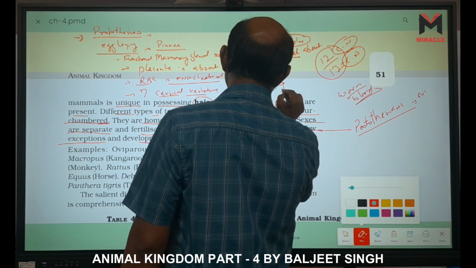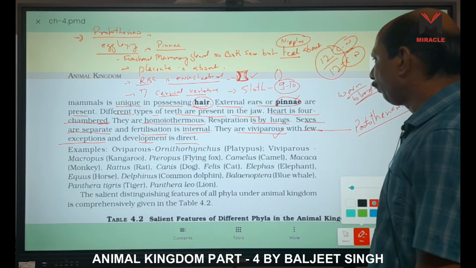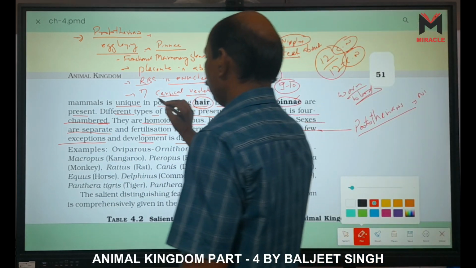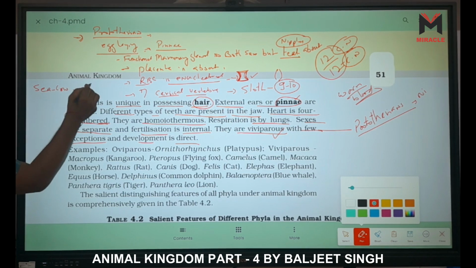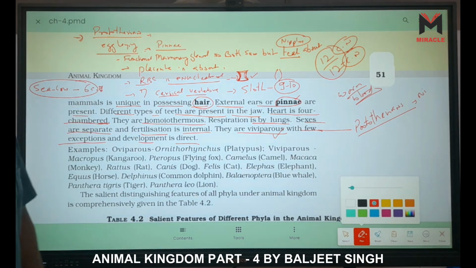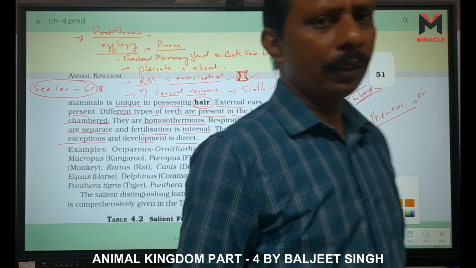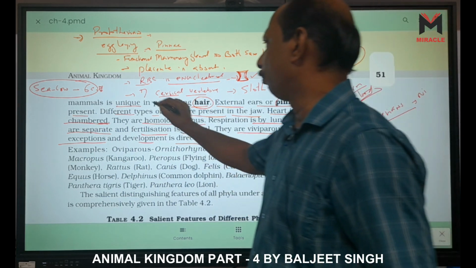sloth. It has 9 to 10 cervical vertebrae. And another exception we have here, the Steller's sea cow. It has only 6 cervical vertebrae, right? All the others, whether it is a giraffe or a small rat, the cervical vertebrae are 7 in number.